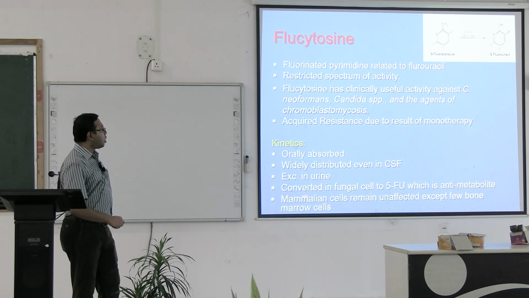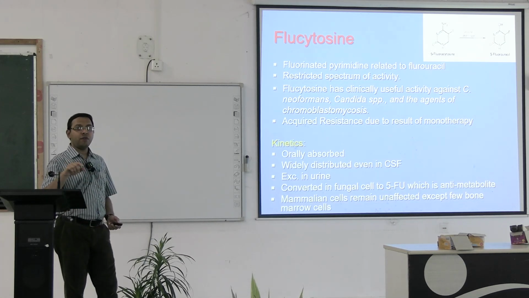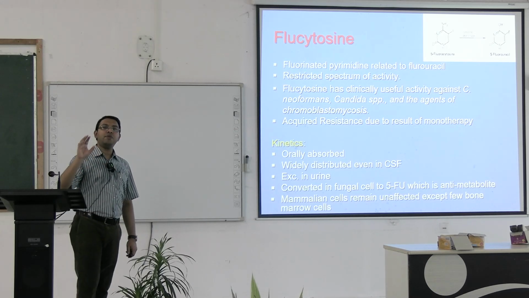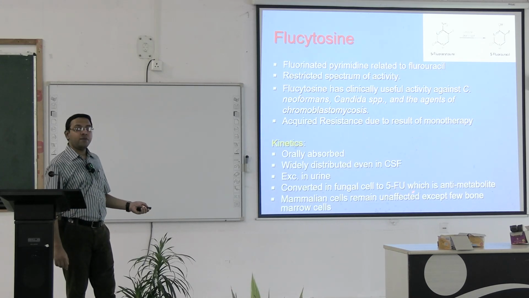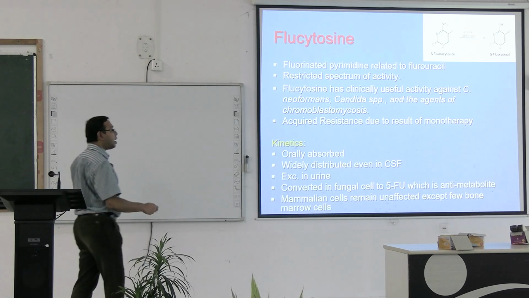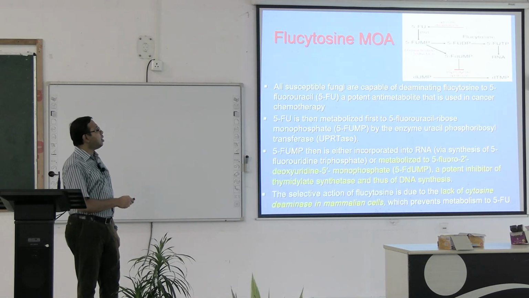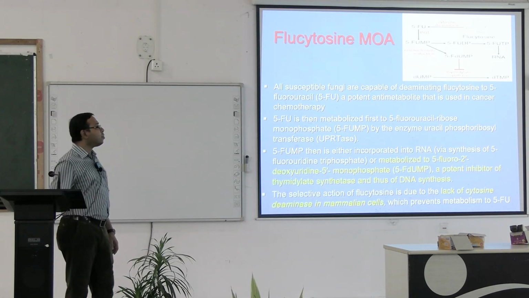Excreted in urine, it is converted in the fungal cell to 5-fluorouracil, 5-FU. When you read about anti-cancer chemotherapy, you see that 5-FU is also an anti-cancer drug. So this is ultimately converted to 5-FU, which is cytotoxic to the fungal cells, and ultimately the cell dies because it's an anti-metabolite. So flucytosine is basically an anti-metabolite. So this is the mechanism by which it mainly inhibits.